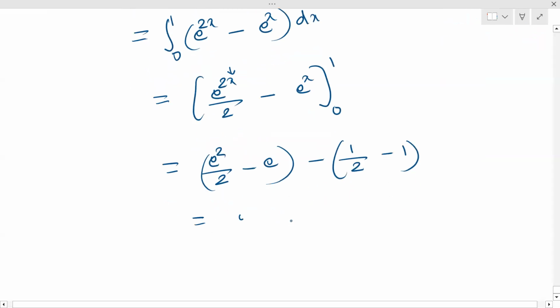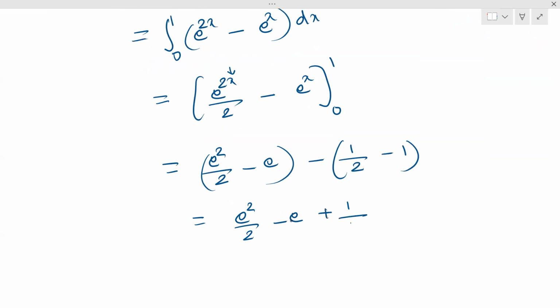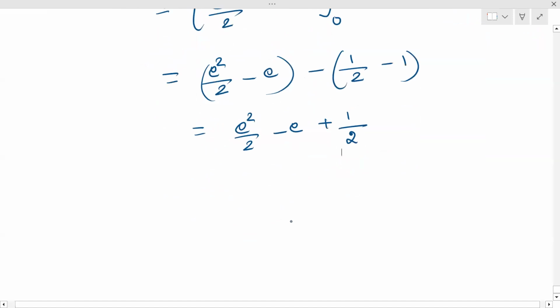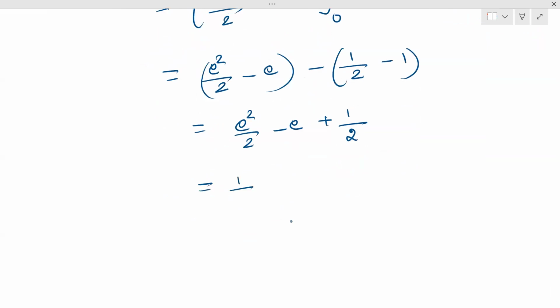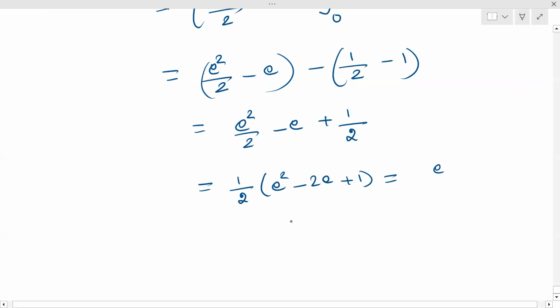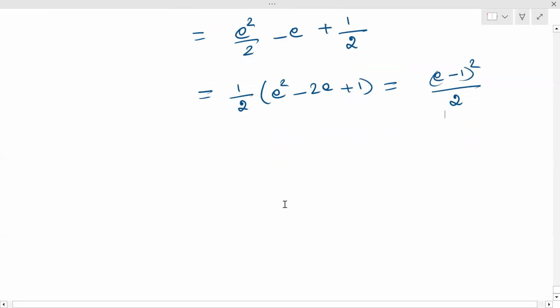So we can simplify this. e^2/2 minus e, minus of minus 1, so we will get plus 1/2. So here we take 1/2 outside, which gives e^2 minus 2e plus 1, which is equal to (e minus 1) whole square by 2. Okay, next problem.